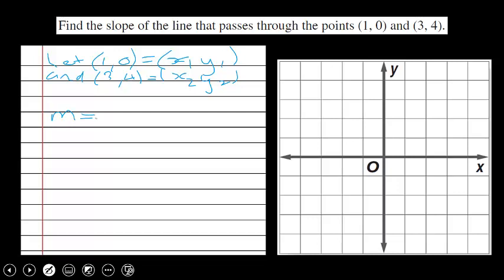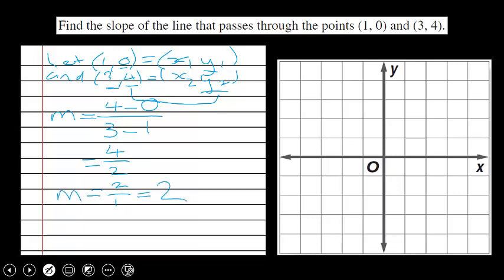I say m is equal to y2 over, which is that one. Those two go together. So it's going to be 4 minus y1, which is that one, minus 0, over x2, 3, minus x1, 1. So 4 minus 0 is 4, and 3 minus 1 is 2. And that is equal to 4 over 2. My m value is 4 over 2, or just 2.